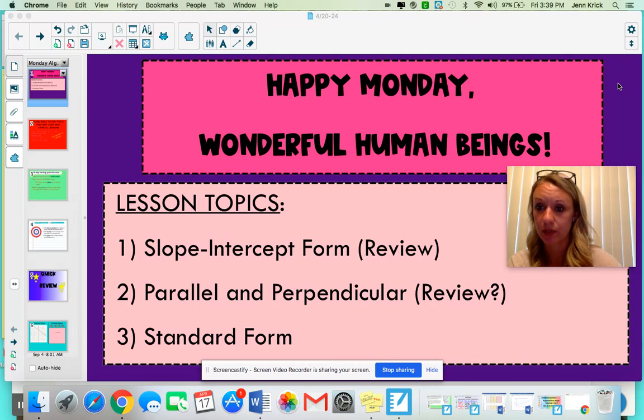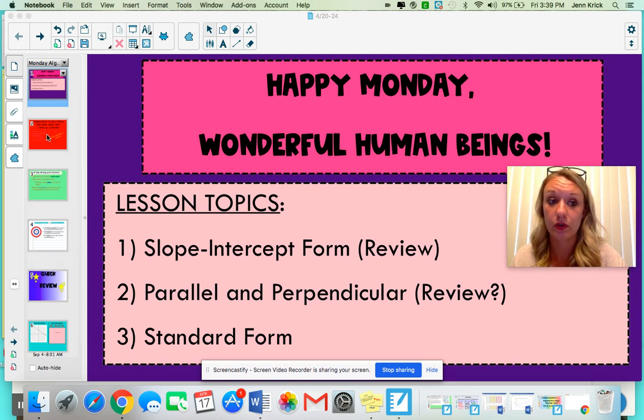This should definitely be a review for you. We're going to talk about parallel and perpendicular lines. I'm not sure how much we covered that in class. I can't really remember, so it might be a review, might be something new. It's pretty simple. And then we're going to talk more in depth about standard form. Now, I know that you've been exposed to that, but I don't know how much we've truly looked at it and learned about it. So we're going to do that today.